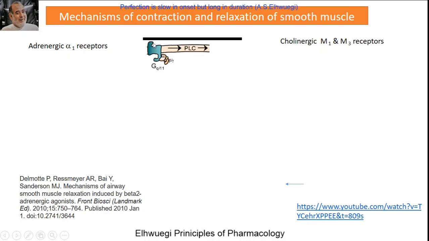Once the agonist, whether it is an alpha-1 agonist or a muscarinic type 3 receptor, M3 receptor agonist, binds to the receptor, it stimulates the G protein, which in its turn will activate a membrane enzyme known as phospholipase C. Phospholipase C will act on a membrane phospholipid, which is phosphatidylinositol diphosphate, and convert it into two second messengers: diacylglycerol or DAG, and inositol triphosphate, or IP3.